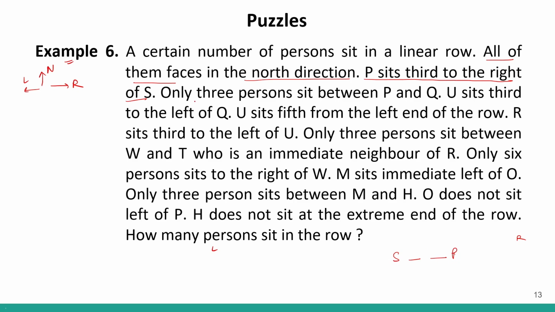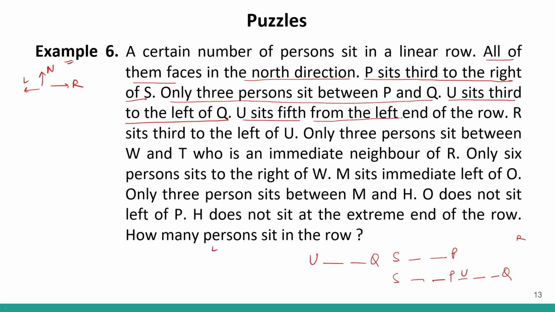Okay. Now it is given to us only 3 persons sit between P and Q. Now I can get 2 possibilities. The first possibility is 1, 2, 3, I have Q over here, correct? Second possibility is I have 1, 2, 3 persons and Q over here. Correct? It is given to us U sits third to the left of Q. So third to the left means 1, 2, U can be here, or 1, 2, U can be here. Correct? We are taking 2 possibilities. U sits third to the left of Q.